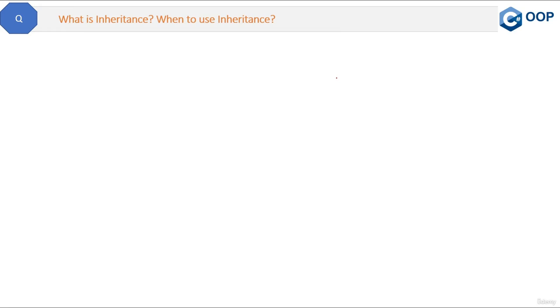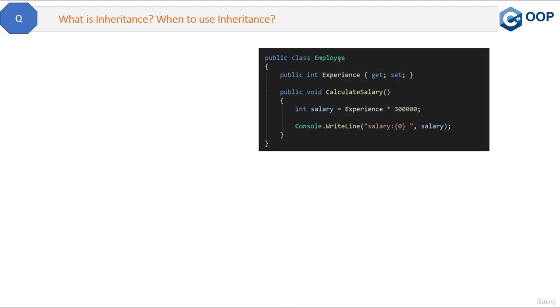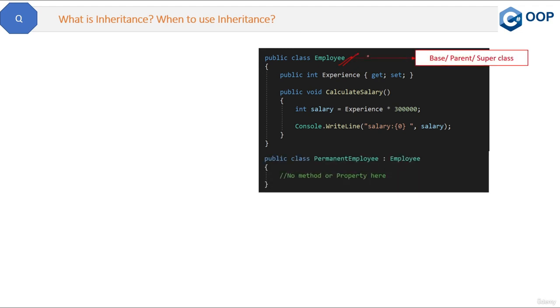Here is a very good question. What is inheritance? When to use inheritance? As always, let's see the code example first. Here, employee is a parent class. Remember, base class, parent class, and superclass are the same things. Do not get confused by their different names.